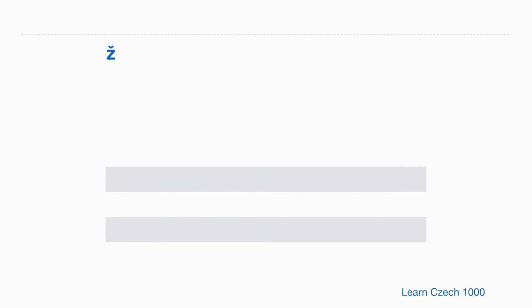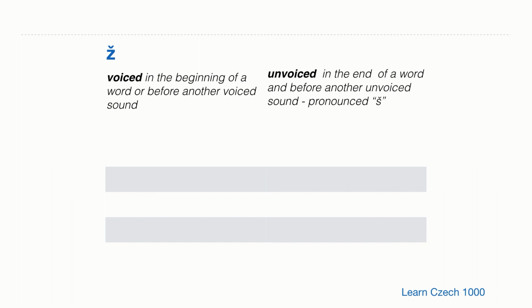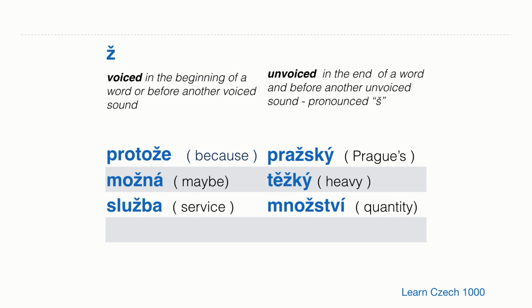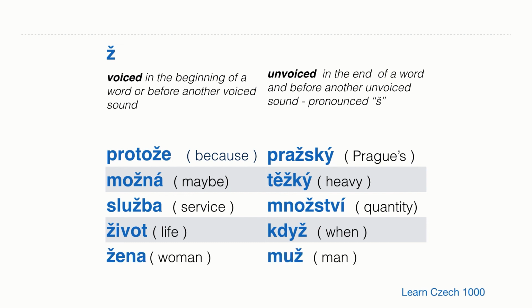Ž. Ž is the final letter of the Czech alphabet. We have also a voiced pronunciation of this letter when it sounds like Ž, and an unvoiced way of pronunciation when it sounds more like Š. Examples: protože, pražský, možná, těžký, služba, množství, život, když, žena, muž.